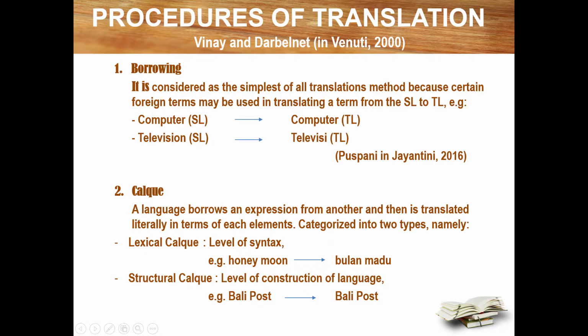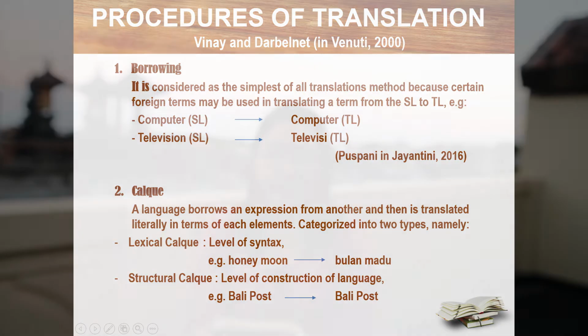Calque is categorized into 2 types, namely lexical calque, with example, honeymoon is translated into bulan madu. So honey is translated into madu, and moon is translated into bulan. So each component in honeymoon is directly transferred. Alright, and structural calque, for example, Bali Post is translated into the same structure in Indonesian, so it becomes Bali Post. So lexical calque happens at the level of lexical choices, while structural calque happens at the level of constructions of language, the structure.